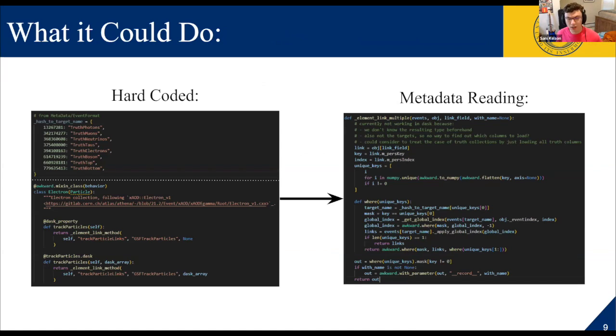So what this could do is, again, as I was mentioning, we have a lot of hard-coded objects. You can see on the left, we have these hash targets. We have this hash table that we have to convert from the hashes stored in the element links to what the actual object is. Now, this is hard-coded, so that means if a PHYSLITE is ever updated, these element links and hash codes have to change too.